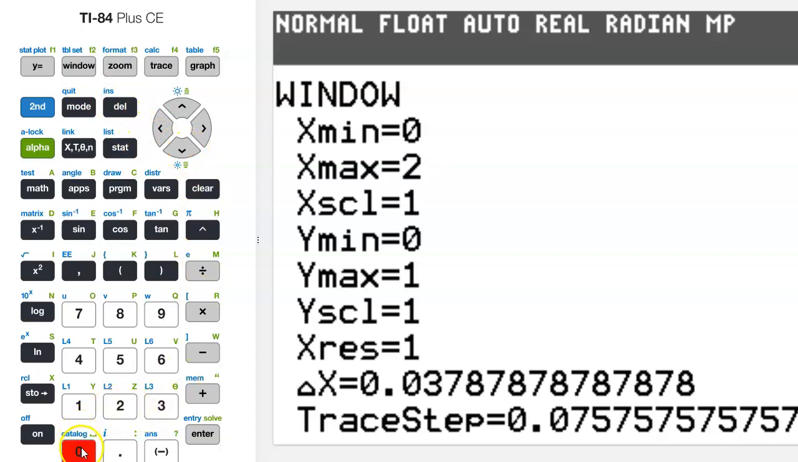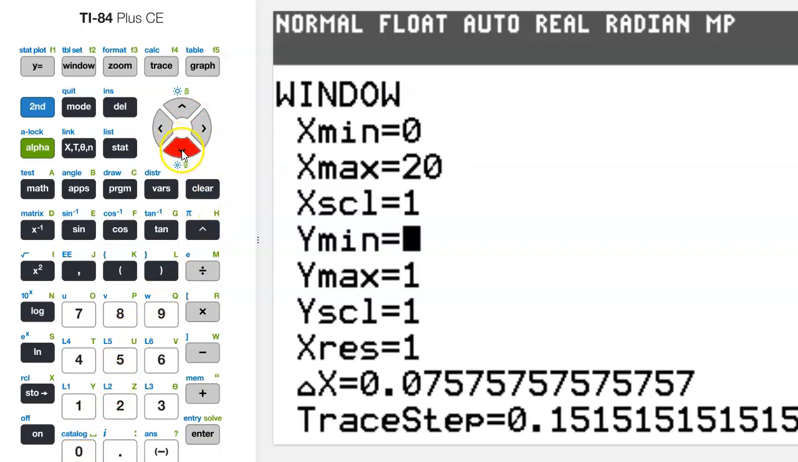Alright, let's double the x values. And let's let y max be 1/10 of what it is now. So let's let it be 0.1. And let's take a look.